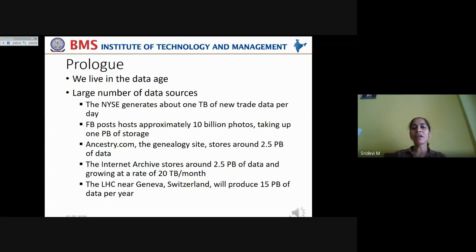So what are the general data sources available? New York Stock Exchange, FB posts, Ancestry.com, which creates genealogy, ancestral trees, and stores around 2.5 petabytes of data, and even the Internet Archive, and the Large Hadron Collider of Geneva, which is trying to simulate the Big Bang theory that may have evolved into this universe. How exactly it happened, they just wanted to study. For that, they are using this Large Hadron Collider in an underground setup, where it is generating around 15 petabytes of data per year.